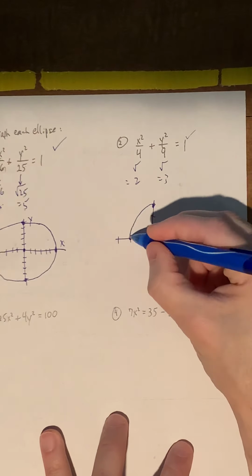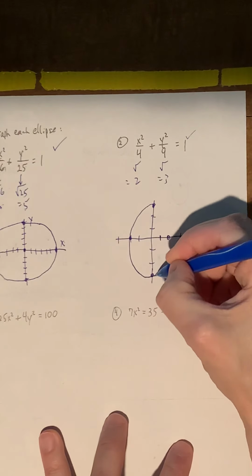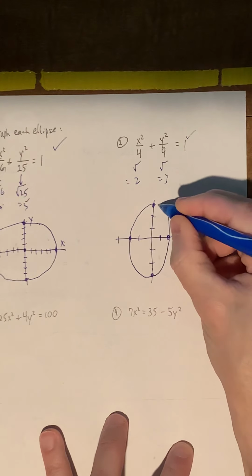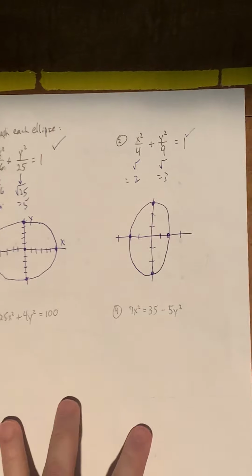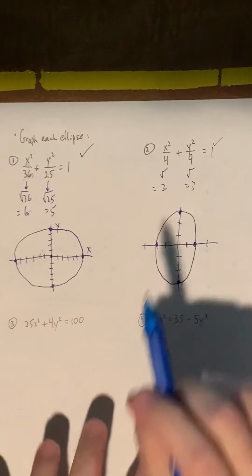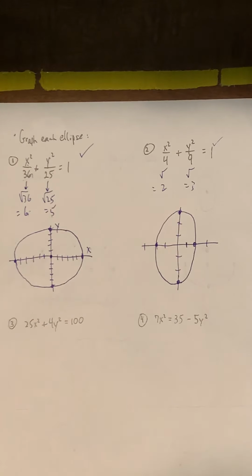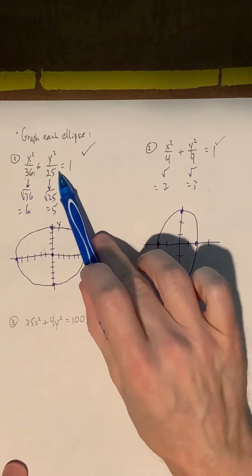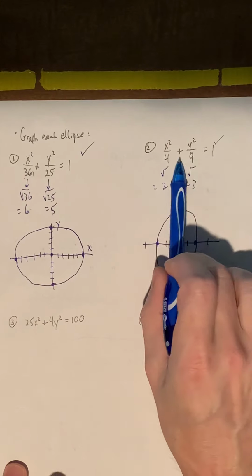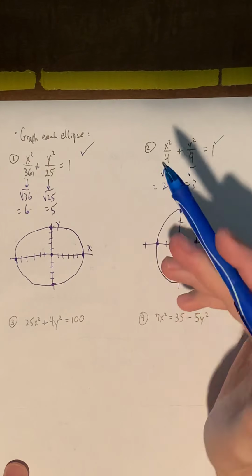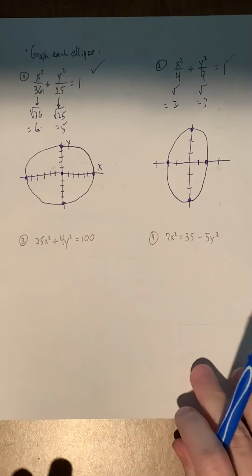And there's your ellipse for number 2. All right, now you'll notice in numbers 1 and 2, we didn't have to change or manipulate anything in the equation. We didn't have to divide or multiply by anything. We didn't have to move anything around. Sometimes you have to do that. So let's look at a few like that.